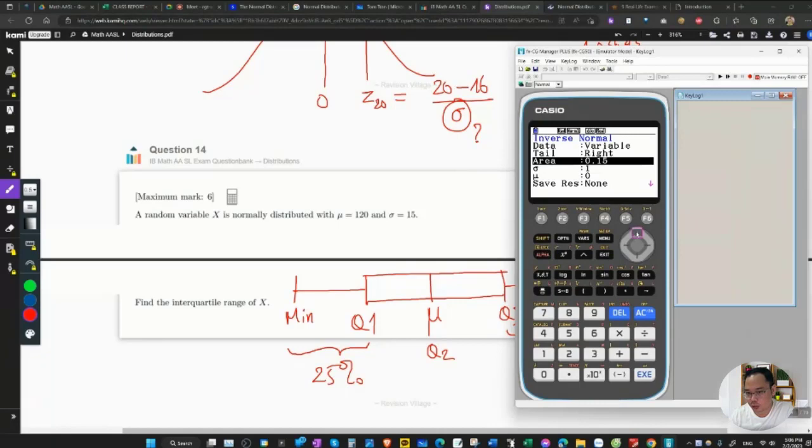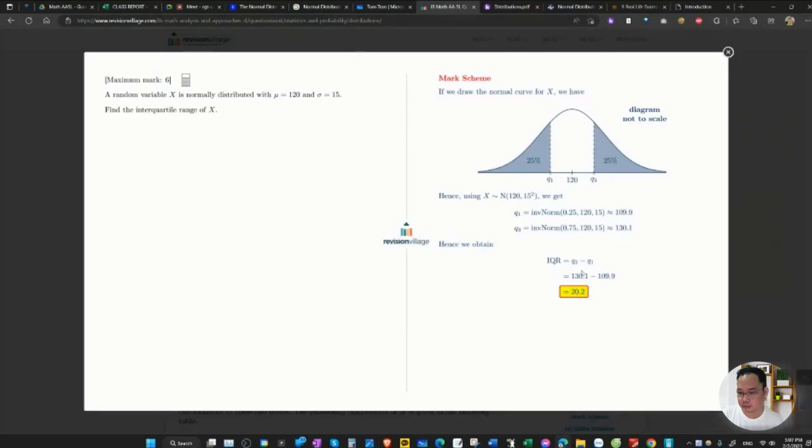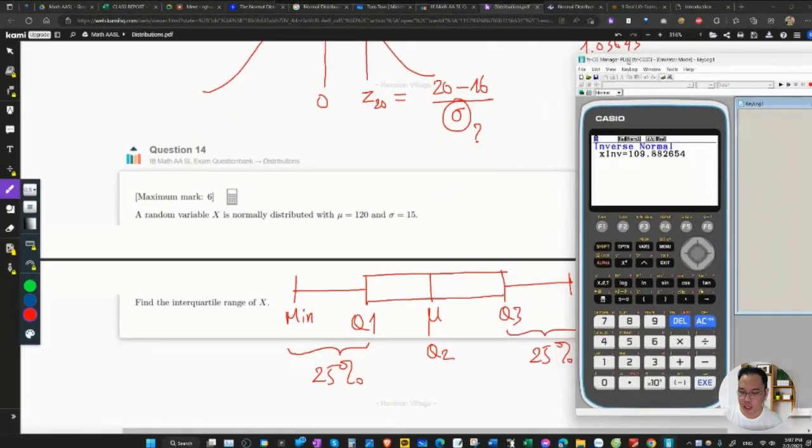The inverse normal for the lower quartile, we use the left. The area is 25%, the standard deviation is 15, and the mean is 120. Done. Here, this is the lower quartile, 109.88. Let me check it with the answer first. Exactly. Okay, and similarly with the upper quartile. So please write the solution.